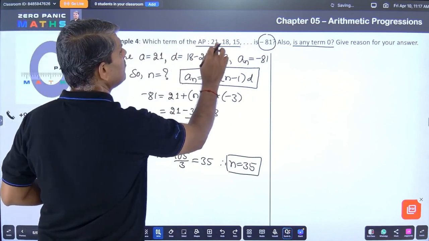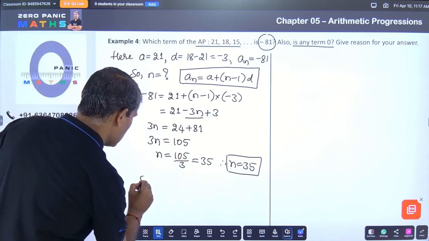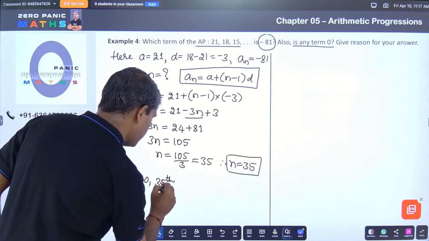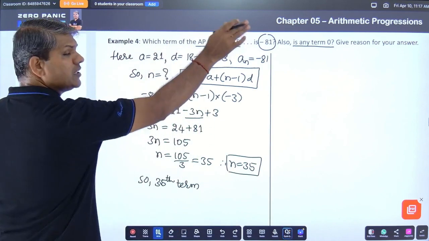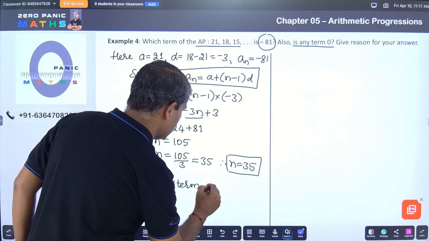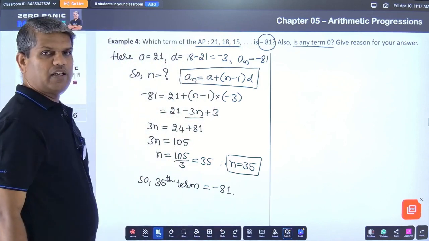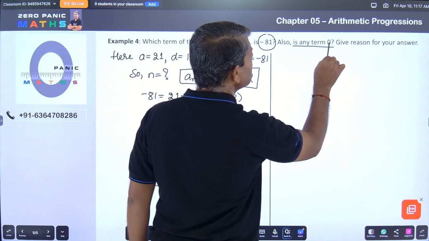They asked which term of this AP is minus 81, right? So I can say, the 35th term of this AP, you can write that is equal to minus 81. That is the first part. Now the second part, they have asked, is any term 0?